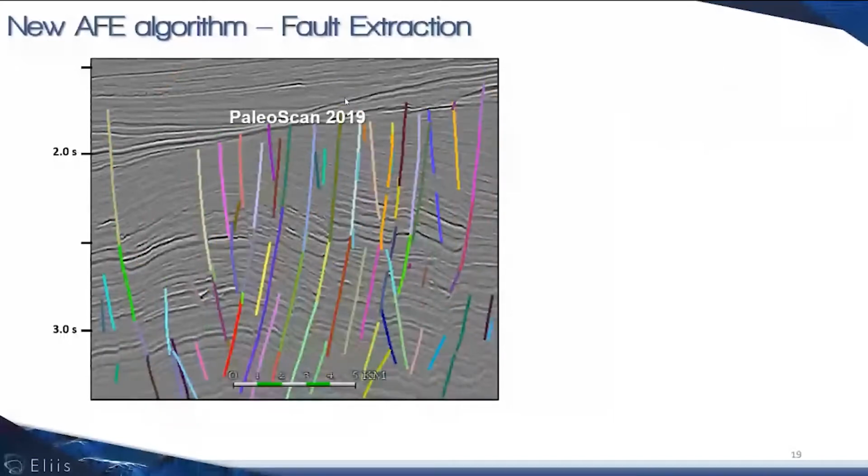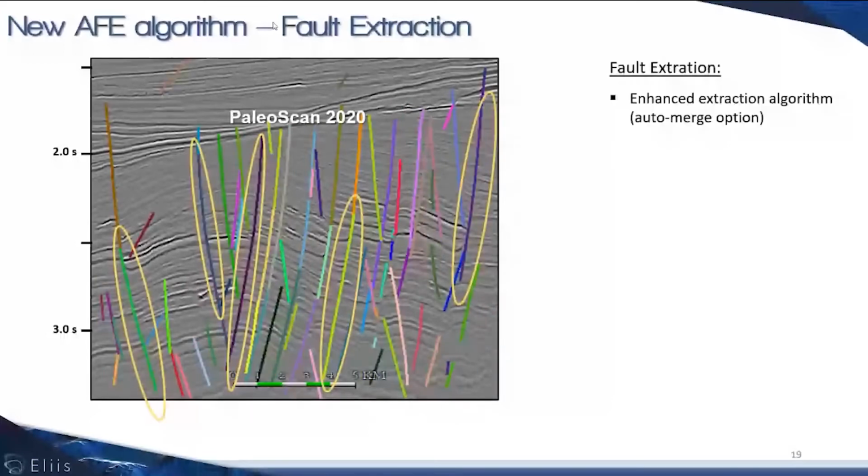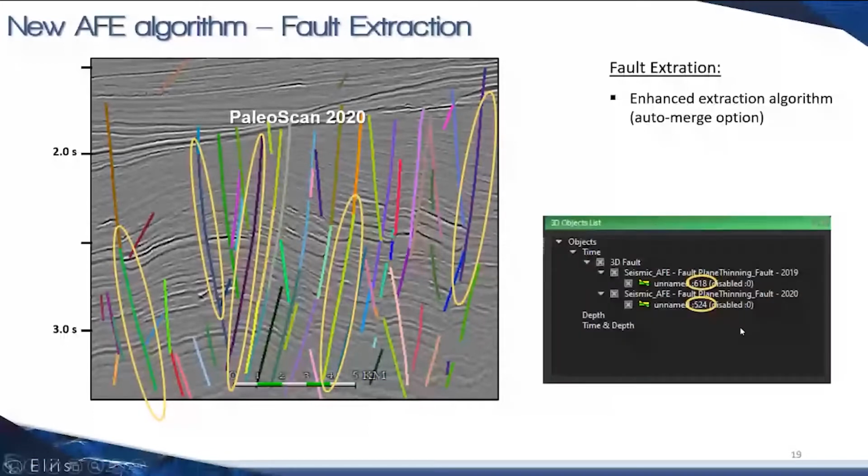So this is what we're doing in 2019, and what's been circled in yellow here are fault segments that have been merged together. And you can see the difference in the number of faults here, for example, and the difference with the 2019 version, which is listed on the top. So we have, for example, here 618 faults, whereas in the new version, we're saving some fault segments that have been automatically merged, and we're down to 524 faults.